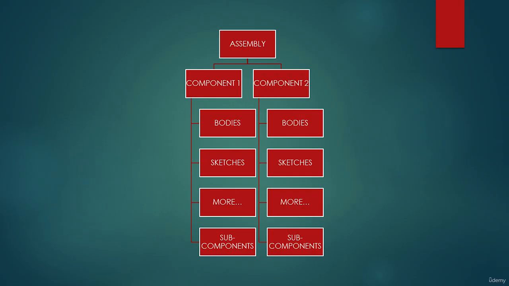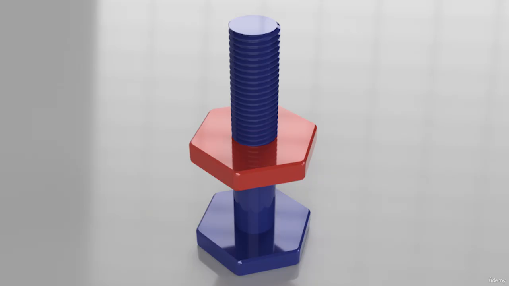I like to think about components as containers for information. Within one component, you can save information such as bodies, sketches, construction geometry, decals, and other components. Components are great both for organizing your work and for reusing designs.